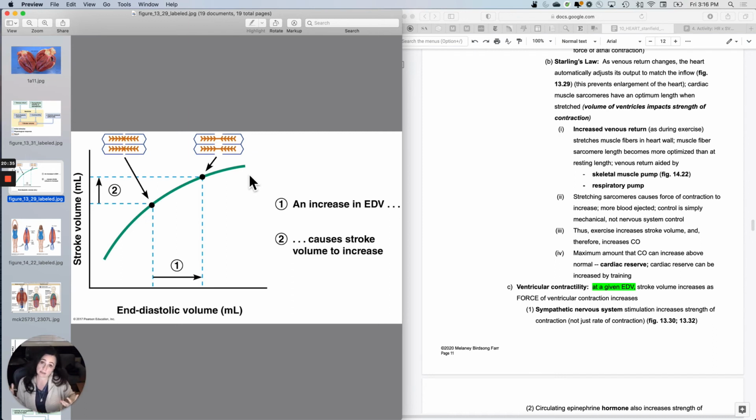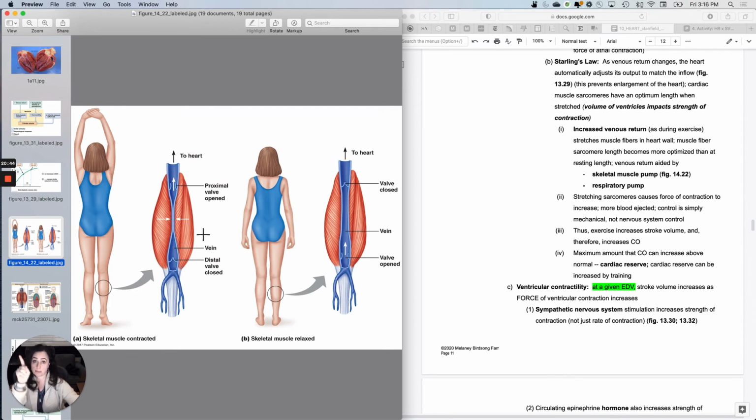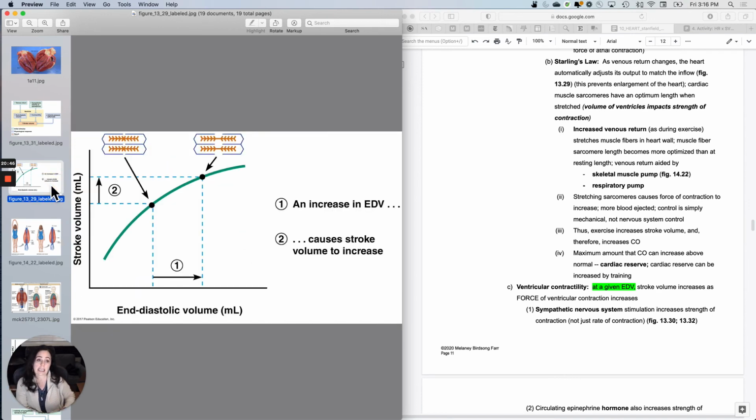Like when you're exercising, because when you're exercising, not only is blood going out really quickly, but it's also coming back really quickly, because you push blood back up the veins. So increased venous return, like during exercise, means more blood back in the atria, which means more blood in the ventricles. More blood in the ventricles means they're stretched to the sarcomeres' optimum length, which means you're going to get more blood out.